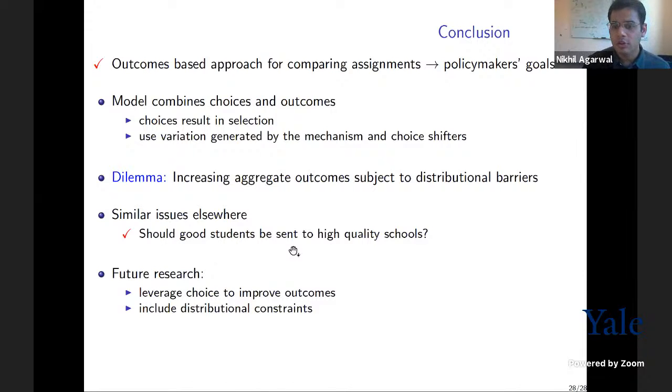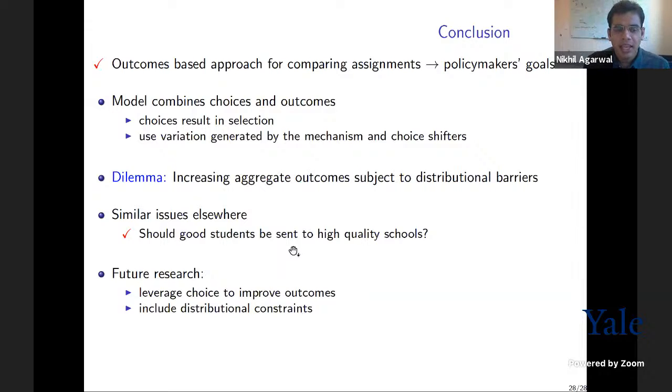But then you can also use some of the instruments that come from choices, like these choice shifters, that help you identify the relevant quantities of interest. We identified a dilemma between increasing aggregate outcomes and distributional concerns. And I would like to point out that I think that similar issues may be important elsewhere as well.